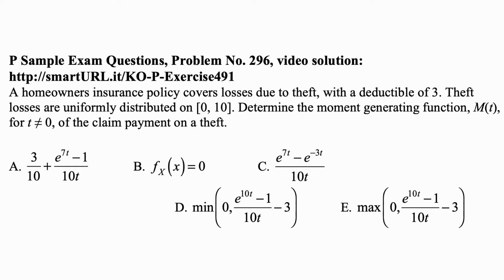Here's a problem for today for exam P on probability. A homeowner's insurance policy covers losses due to theft with a deductible of 3. Theft losses are uniformly distributed on the interval from 0 to 10. Determine the moment-generating function M of t, for t not equal to 0, of the claim payment on a theft.